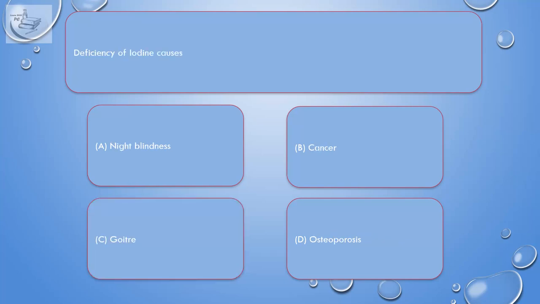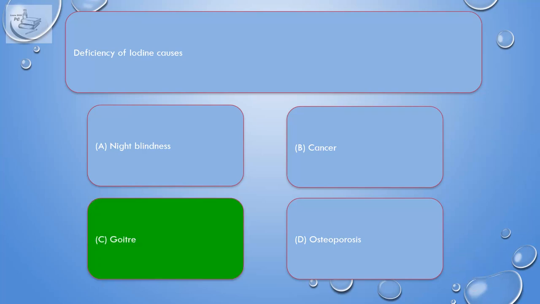Question: deficiency of iodine causes A. Night blindness, B. Cancer, C. Goiter, D. Osteoporosis. Correct answer is C. Goiter.